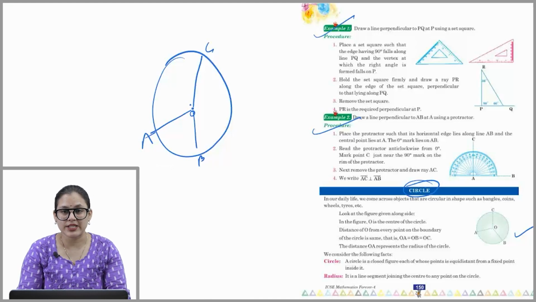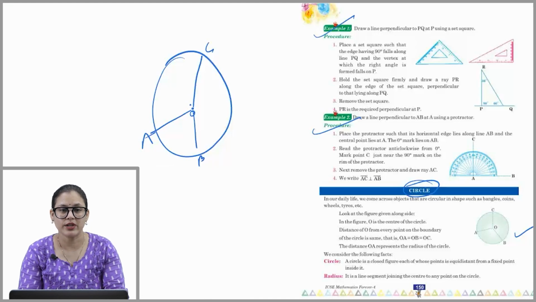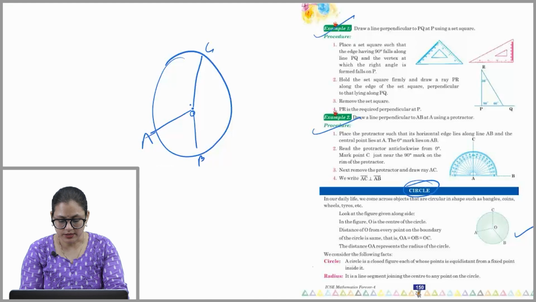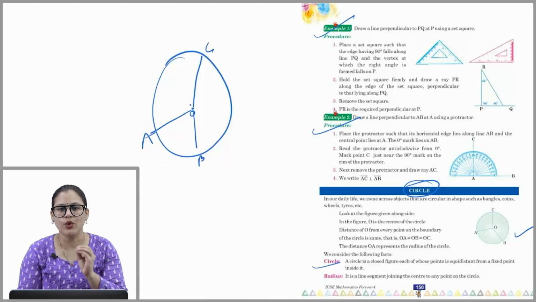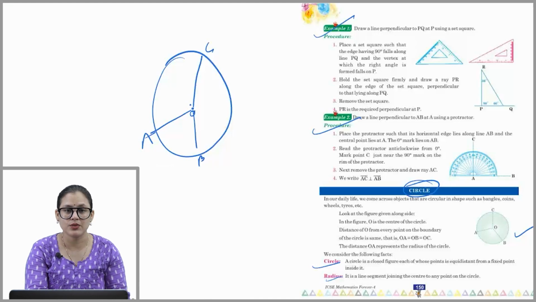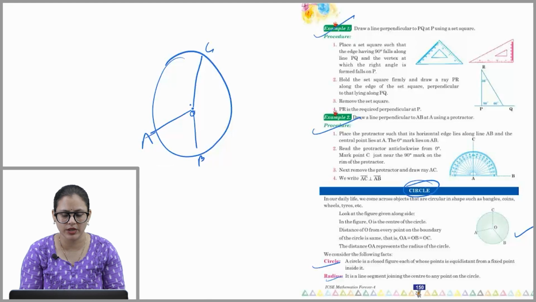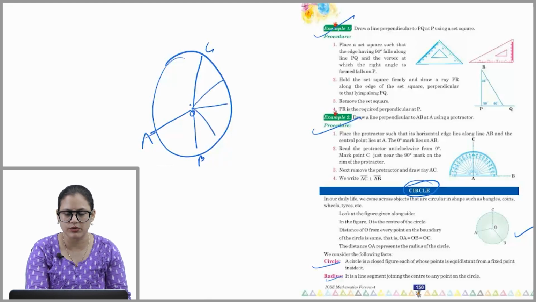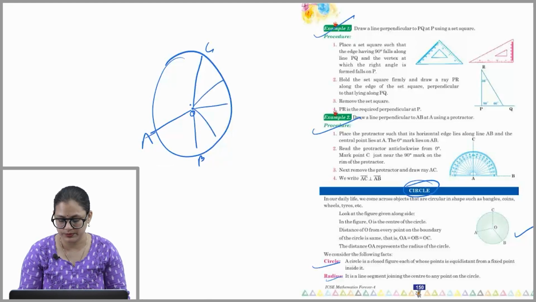The distance OA represents the radius of the circle. OB is also the radius of the circle and OC is also the radius of the circle. So we consider the following fact. A circle is a closed figure, each of whose points is equidistant from a fixed point inside it. And radius is a line segment joining the center to any point on the circle. It could be here or here or here, anywhere on the circle.